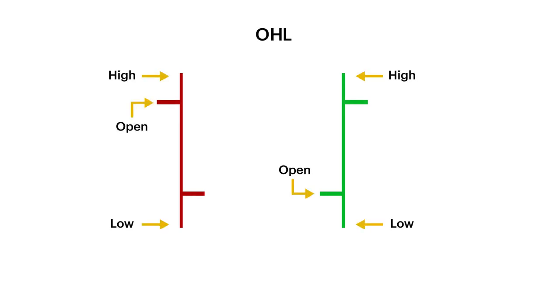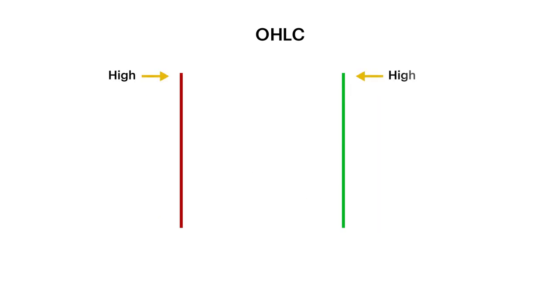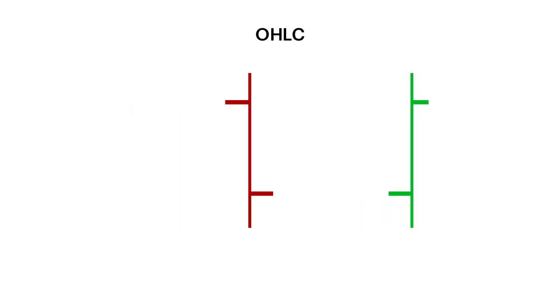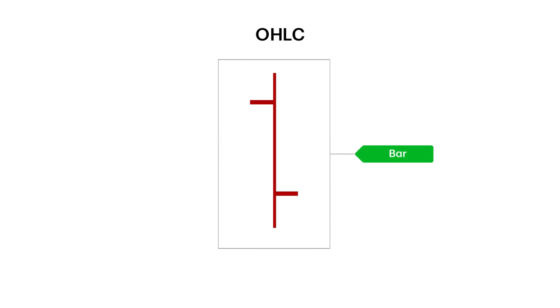Unlike line and mountain charts, it gives us information about 4 data points instead of 1 for each day: the price of the stock's open, high, low, and close, which is how the chart got its name. The tips of the vertical line represent the high and low prices of the day. The horizontal tick on the left shows the price the stock opened at, and the horizontal tick on the right shows the price the stock closed at. Each one of these formations is called a bar.